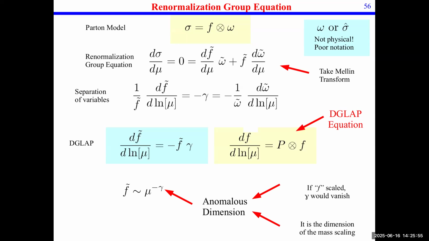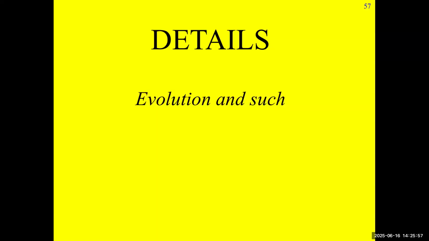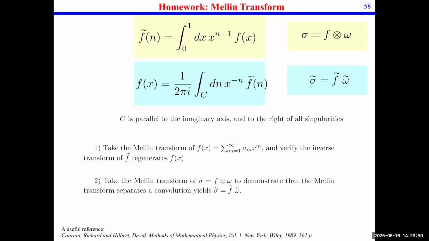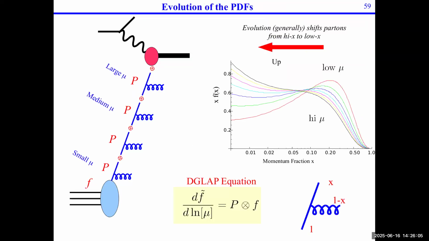So let me check where I am. Okay. Some details, if you want to try the Mellin transform, you can try that out on a simple function. And then with the evolution, basically what you're doing is you're adding up towers of diagrams like this. You're saying, when the parton comes from the proton and goes in here, it can do all sorts of gluon radiation, and that can change the structure of it, and it looks something like this.